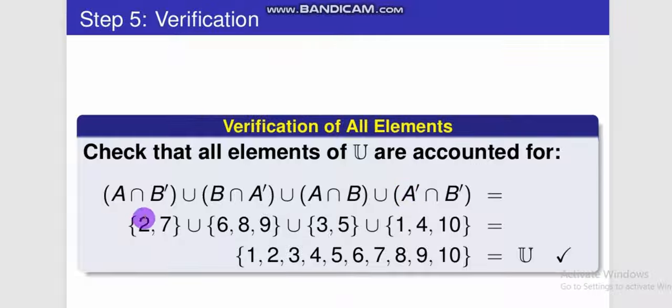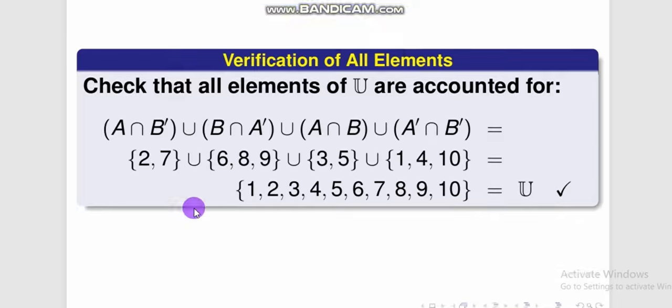For A only, we got 2 and 7. For B only, we got 6, 8, and 9. For A and B, we got 3 and 5. For neither A nor B, we got 1, 4, 10. So if you unite all of that, you will get the universal set back. You see, 1, 2, here is 3, where is 4, 4, 5, 6, 7, 8, 9, 10. So you have all your numbers back, which constitute the universal set, right?